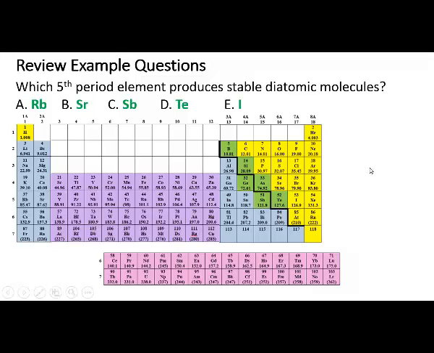Let's try this one. Which 5th period element produces stable diatomic molecules? So I want to know which one of these elements tends to form diatomic molecules. This is where I told you to remember the rule of 7, right? So we had nitrogen, oxygen, fluorine formed diatomic molecules, chlorine, bromine, iodine, and hydrogen formed diatomic molecules. So if we look at the 5th period and we go over it, that would fit the bill at iodine being our diatomic molecule that we would expect to form.